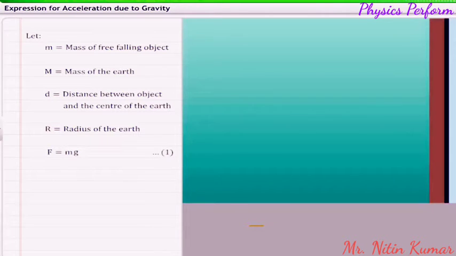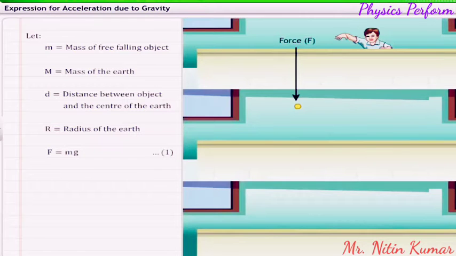The gravitational force F between the Earth and the free-falling body can also be calculated using Newton's universal law of gravitation. F is equal to G M m divided by d square. When the object is near to or on the surface of the Earth, the distance d is taken as equal to the radius of the Earth R. Let this be equation 2.